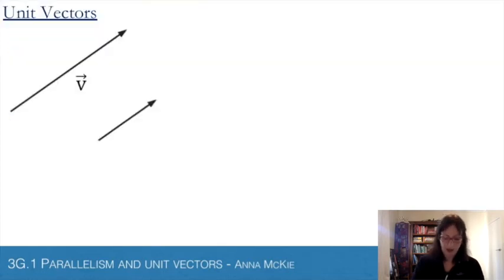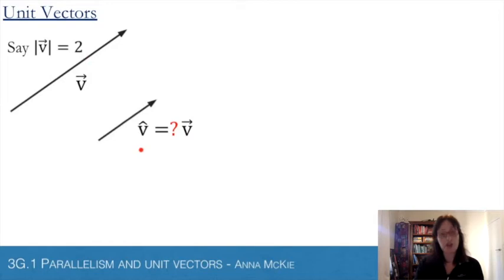Unit vectors now, this part of the video. What is a unit vector again? The word unit relates to the fact when something is 1. So that means the magnitude of the vector is 1, its length. Now let's say we've got vector V here and it has a magnitude of 2. Well, what would its unit vector be? What would you have to multiply this V by to turn it into the unit vector?